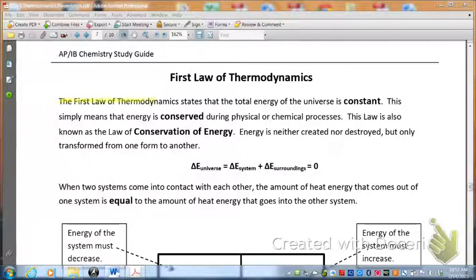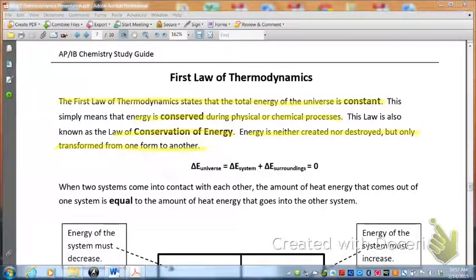The first law of thermodynamics simply states that the total energy of the universe is constant. This simply means that energy is conserved during both chemical and physical processes. We also call this law the law of conservation of energy because energy is neither created nor destroyed during a chemical or physical process. It's just transferred from one form to another. So all chemical reactions or physical changes will obey this law: we will not create nor destroy any energy during these processes.